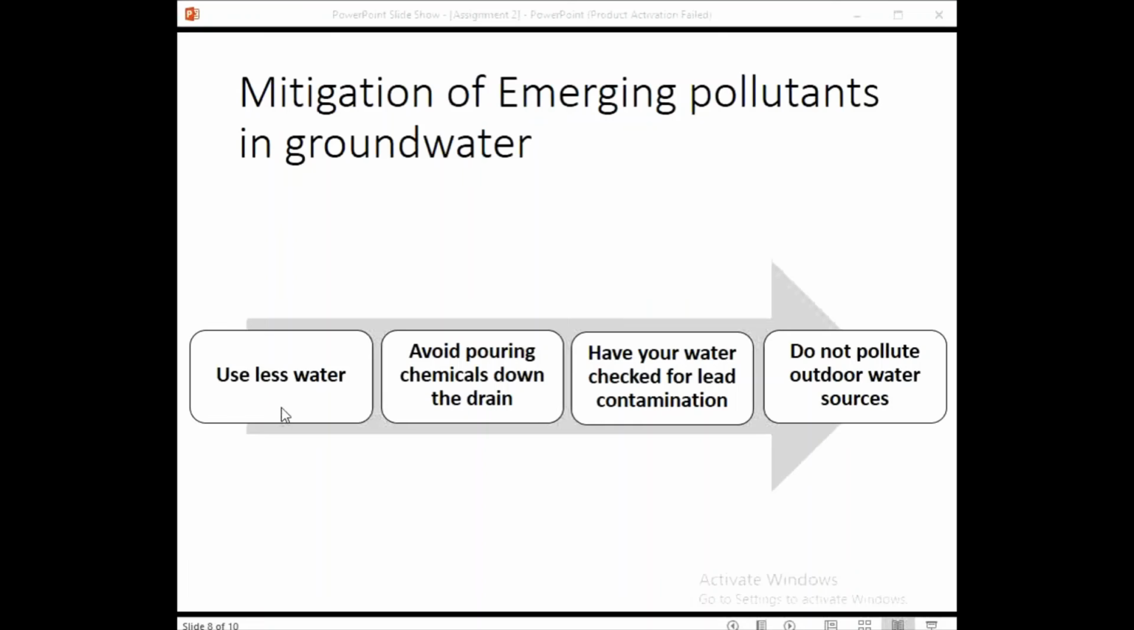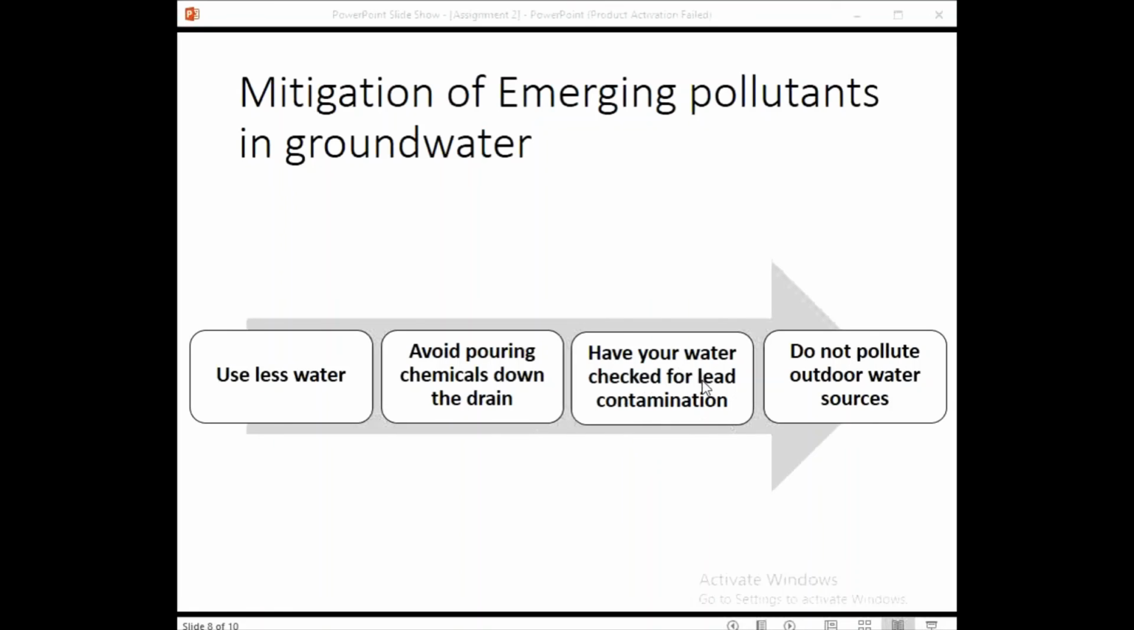Avoid pouring chemicals down the drain. Use fewer chemicals and cleaners around the home. Not only will you cut down on indoor air pollution but also on the amount of chemicals entering the water system. If necessary, use biodegradable cleaners. Don't pour oil or other chemicals into the drainage system on the street.